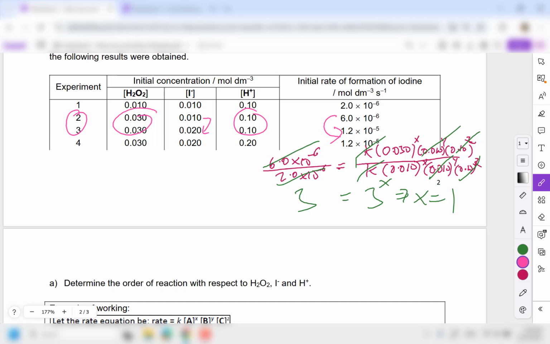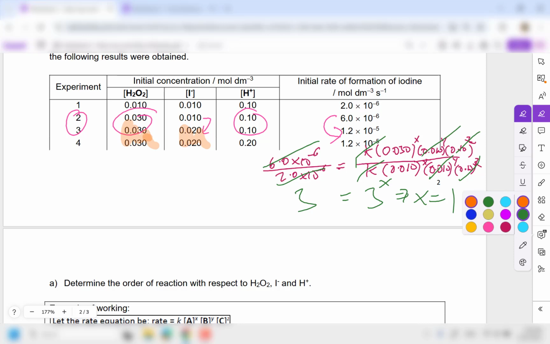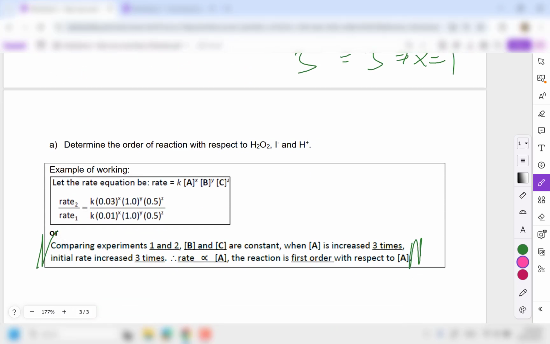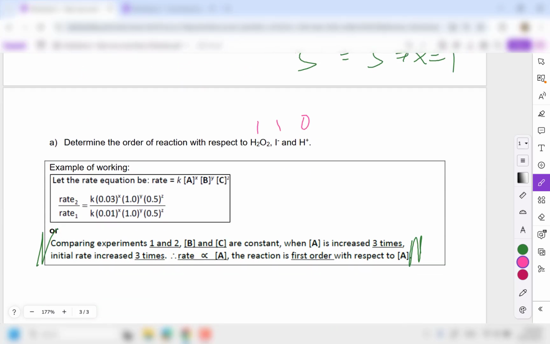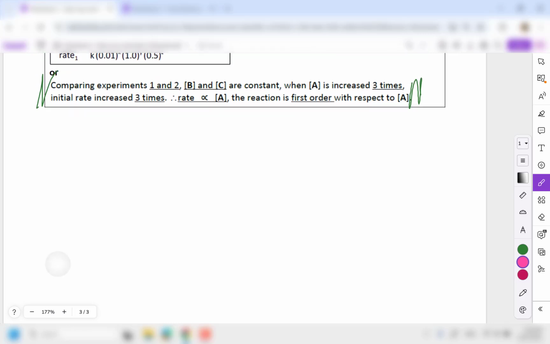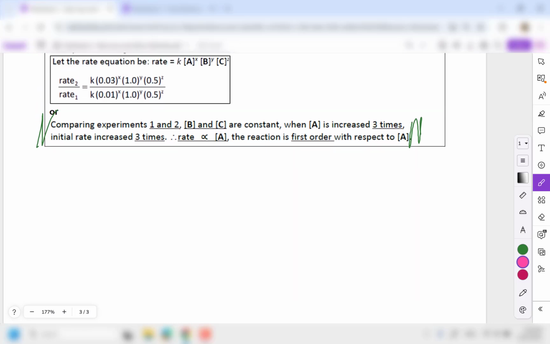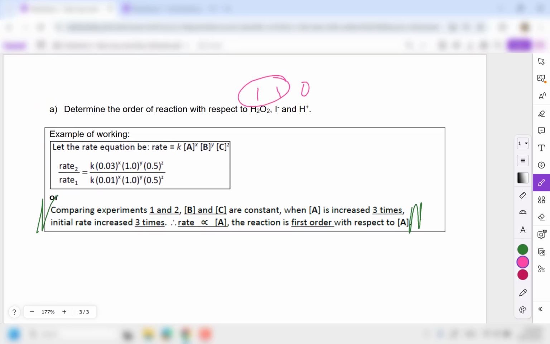Okay, then can we look at experiments 3 and 4? For 3 and 4, you notice that these are kept constant. Then the concentration of H plus doubles, and the initial rate of formation remains the same. So the order of reaction with respect to H plus is 0. So therefore it's 1, 1, 0. Okay, then what is the overall order for this reaction? If I look at it this way, the overall order is 2.